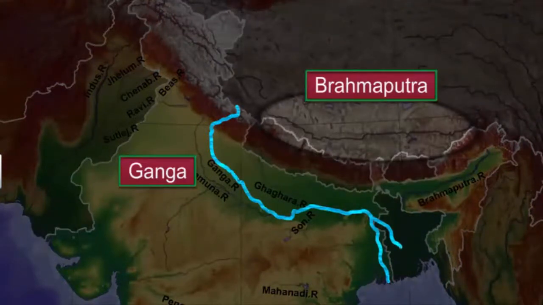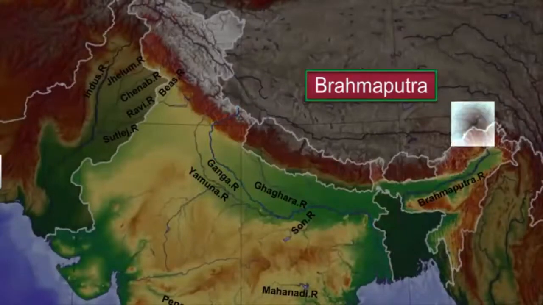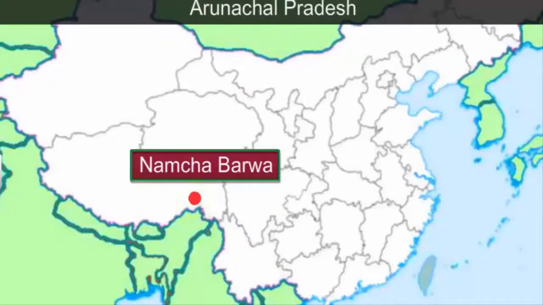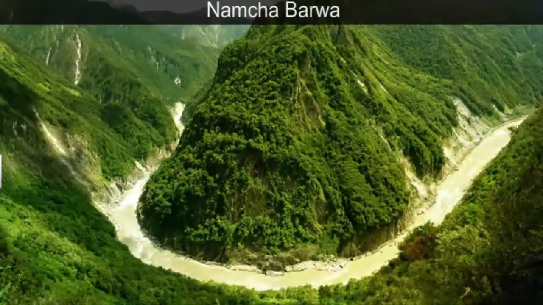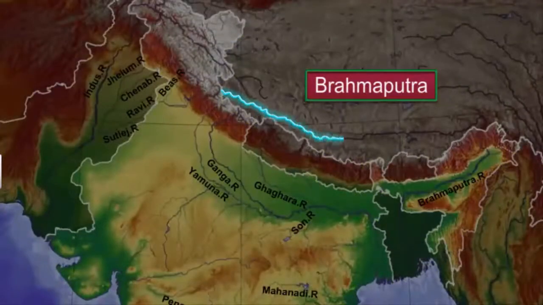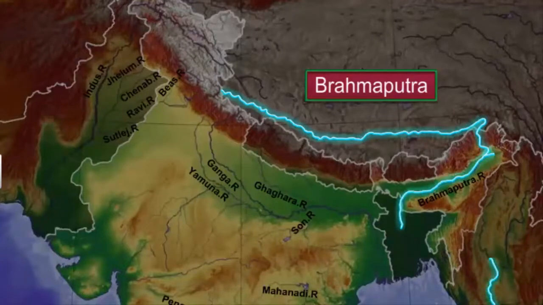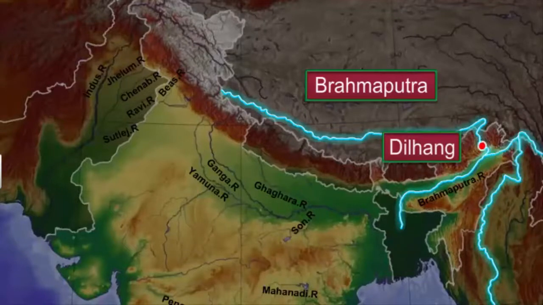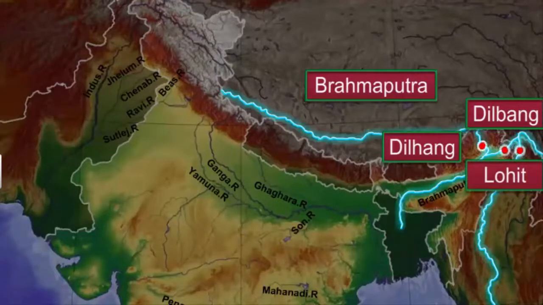It enters India from Arunachal Pradesh through a gorge. In order to come into India, the Brahmaputra makes a U-turn at the Namcha Barwa in Tibet. From here, the Brahmaputra gathers strength through its tributaries. First, the Dihang, which is then joined by the Dibang, and later by the Lohit rivers. These are some of the main tributaries that eventually form the Brahmaputra in Assam.